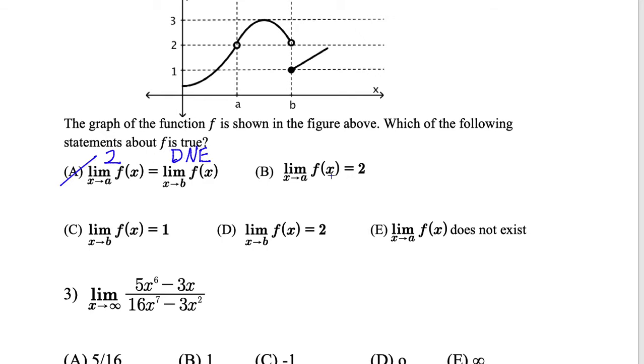It's not A. Let's try this one. Limit of f of x as x approaches a from both sides. We already figured out that was 2. 2 equals 2, the answer is B.